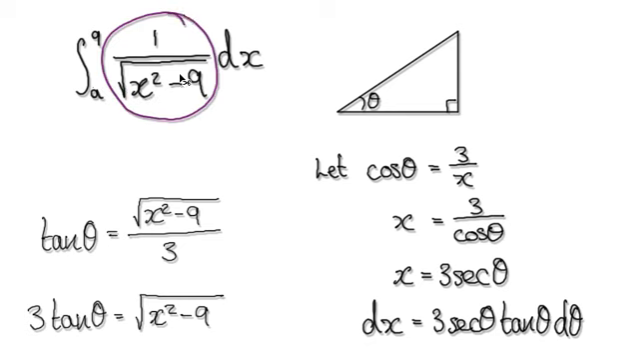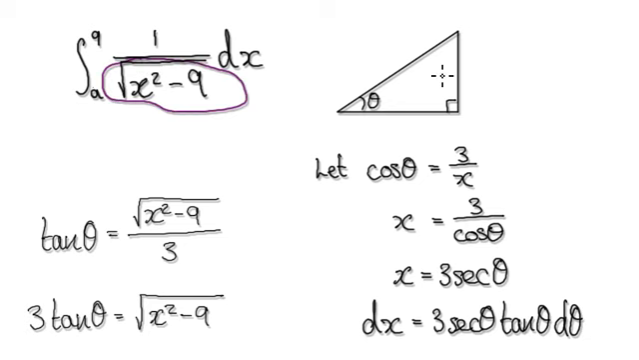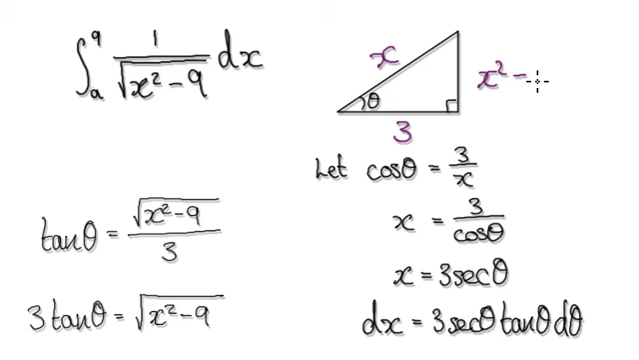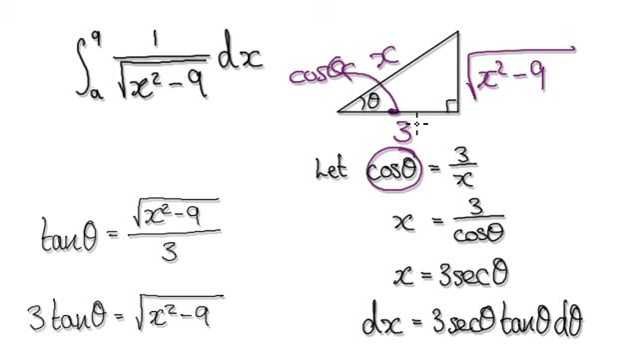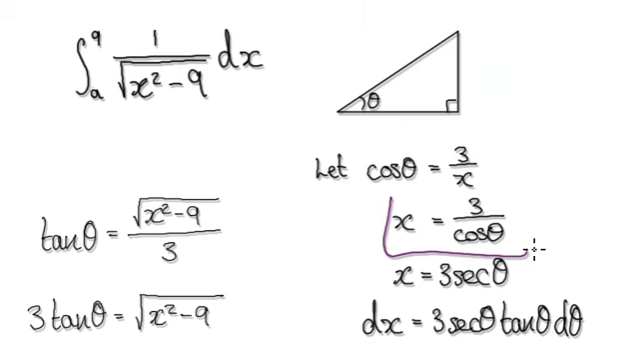To integrate this, your eyes should zoom into this bit here, and then create a right angle triangle in such a way that this thing here will be true. If you make this to be 3 and this to be x, then this length here will have no choice but to be the square root of x squared minus 9. So cos of the angle would be 3 over x. Rearrange it, and x will be this thing here.